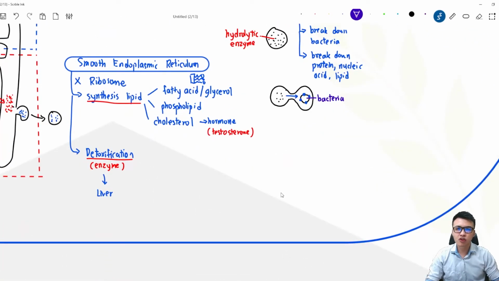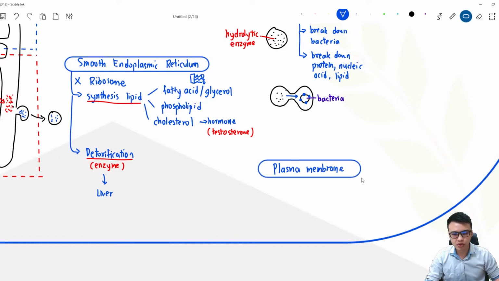Now guys, let's move on to another non-organelle structure, which is the plasma membrane. Last time in PD3 we called it the cell membrane, but in biology we don't call it a cell membrane, we call it a plasma membrane. As you guys know, this thing here is the plasma membrane, am I right? This thing here is the plasma membrane.